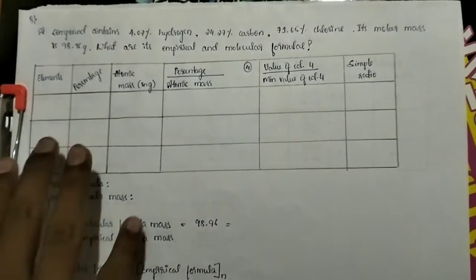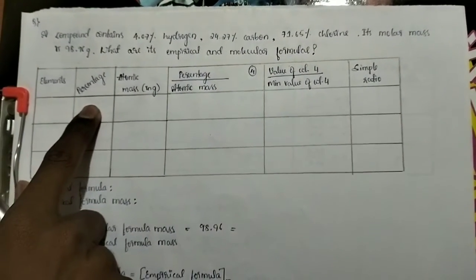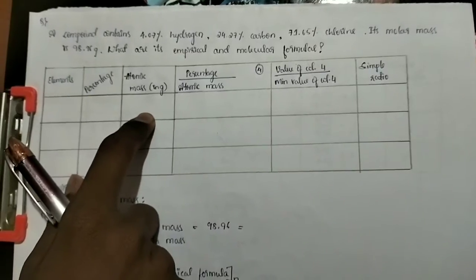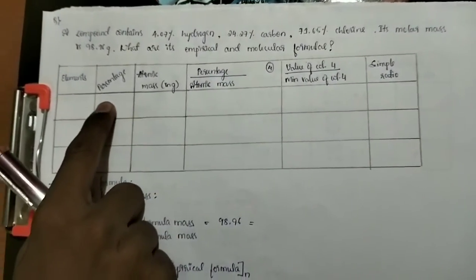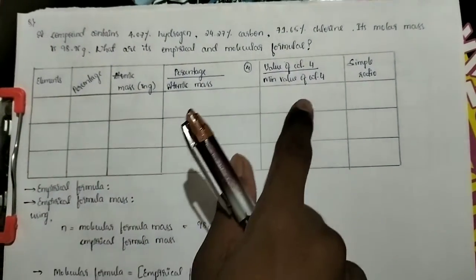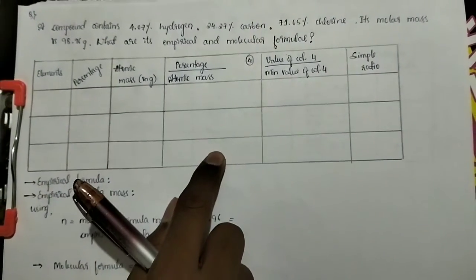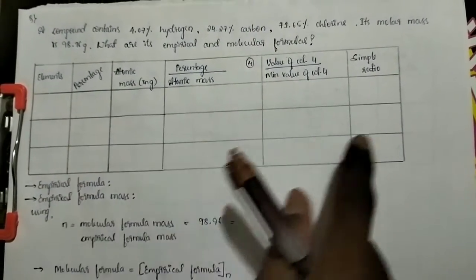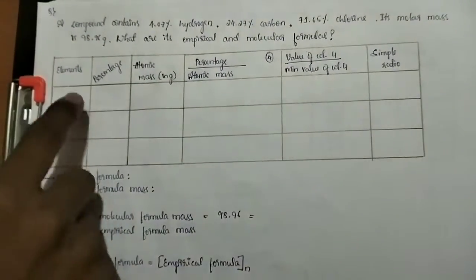First, we are going to consider 6 columns. In the first column we have written elements, second percentage, and in the third column we are going to write atomic masses. In the fourth column we are going to divide the percentage by the respective atomic masses of every element, and in the fifth column we are going to divide the value of the fourth column by the minimum value of this column, and finally we are going to get the simple ratio. So let's start with the elements.